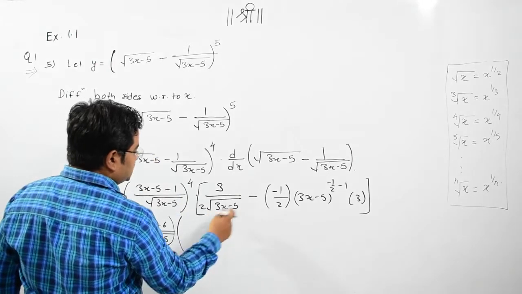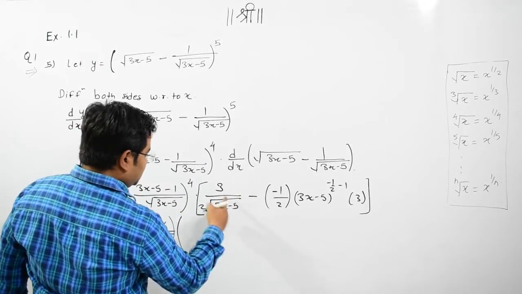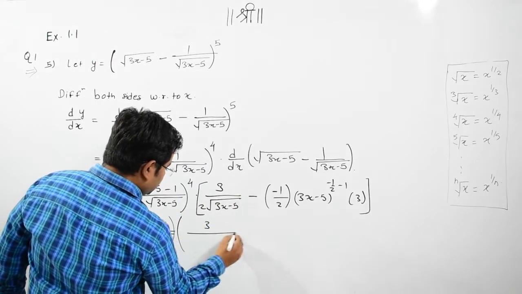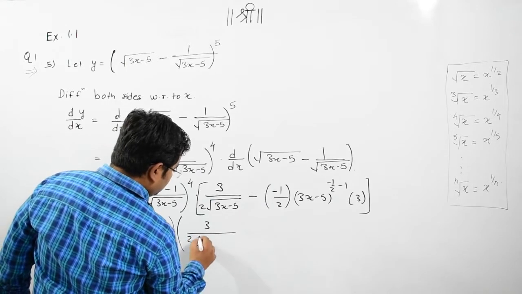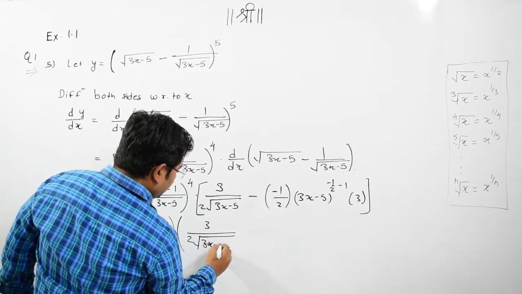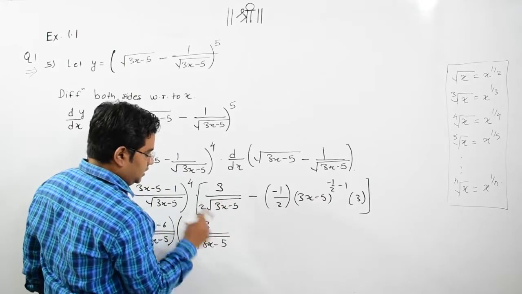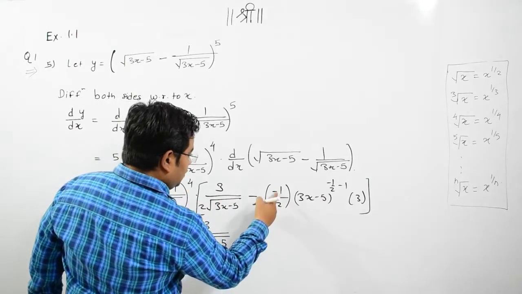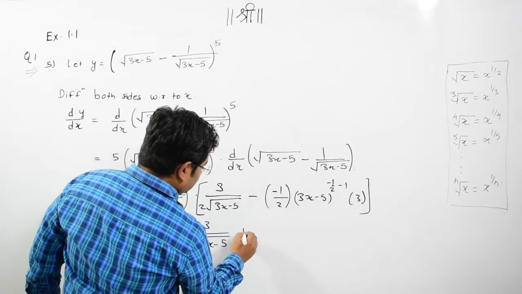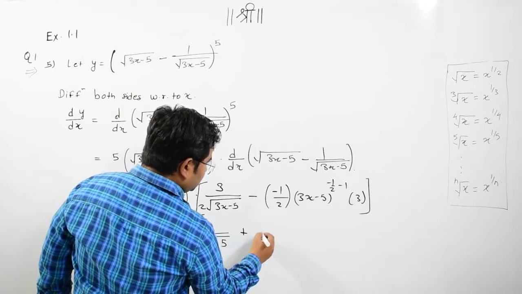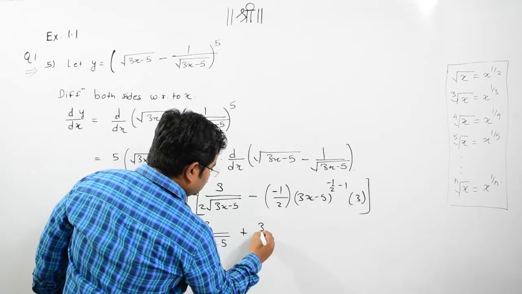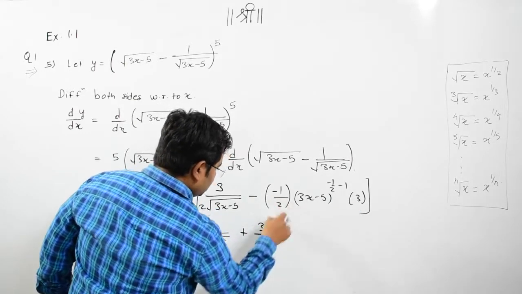What will happen to this? So this 3 by 2 remains as it is, 3 by 2 under root of 3x minus 5. Okay, done up to this step. Now multiply this minus sign over here, this will be plus, so 1 upon 2. So 1 upon 2, so means what? 3 by 2. I am taking this 3 by 2.